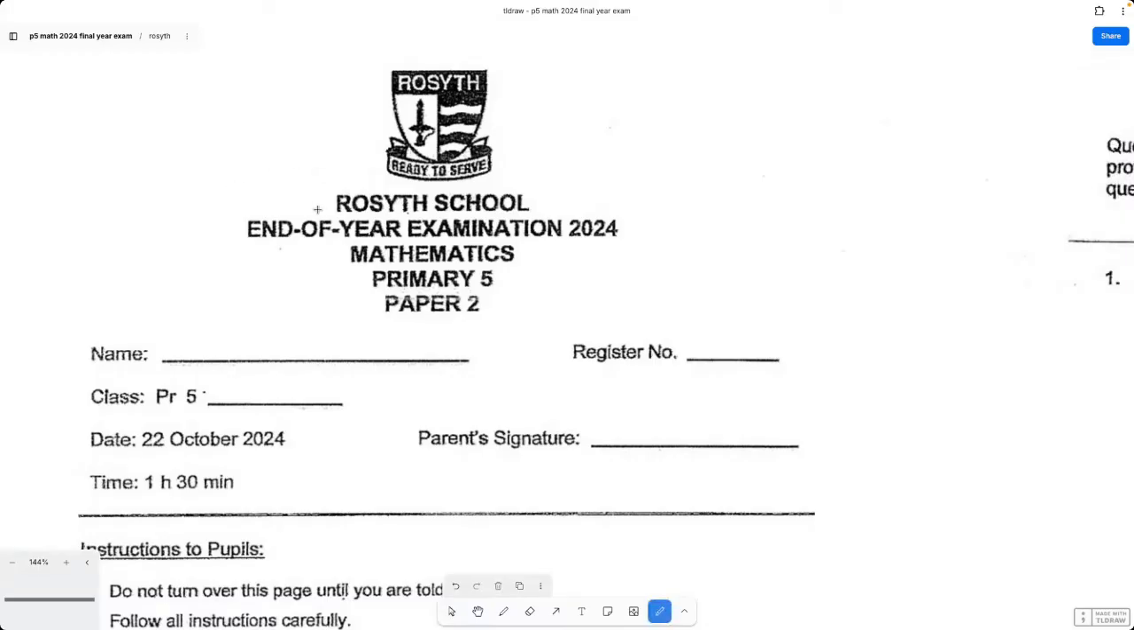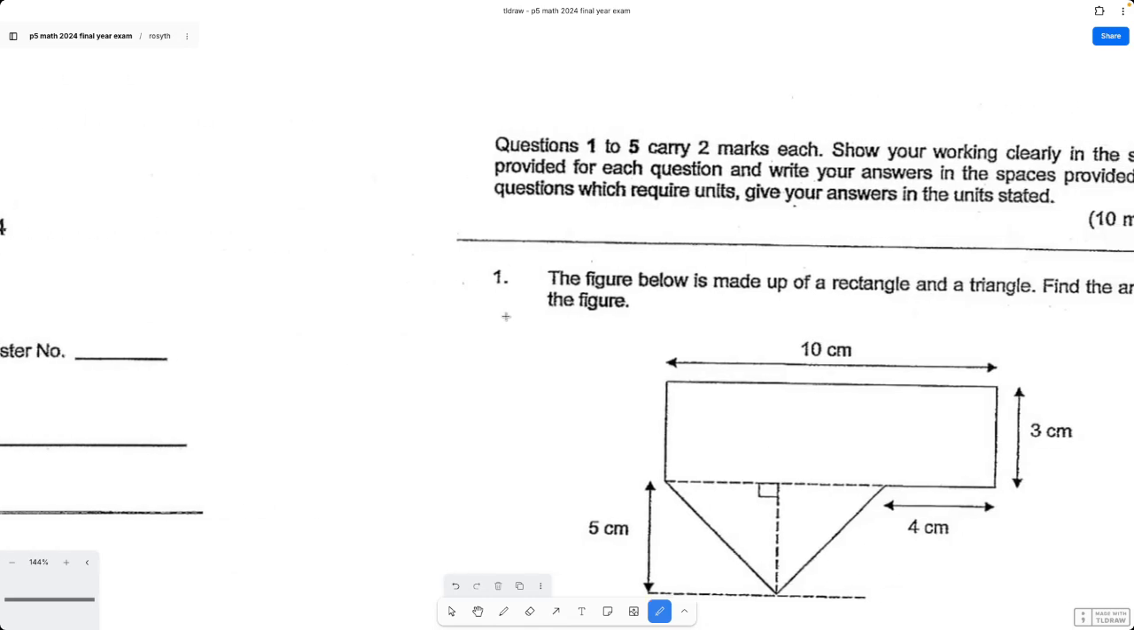In this video, we're going to go through the Rosyth School End of Year Examination 2024 Mathematics Primary 5 Paper 2. So let's get started.